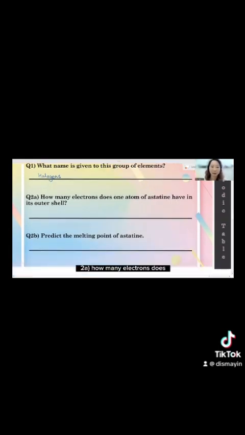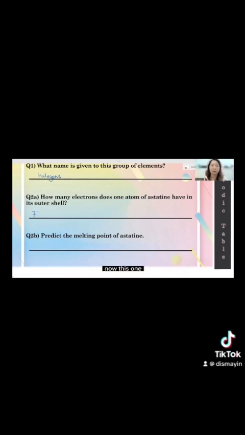2a, how many electrons does one atom of astatine have on its outermost shell? Now this one, even if you don't look at the table, it should be quite obvious because if an element is found under a specific group number, then that group number indicates the number of electrons on its outermost shell. So how many electrons does one atom of astatine have? 7.